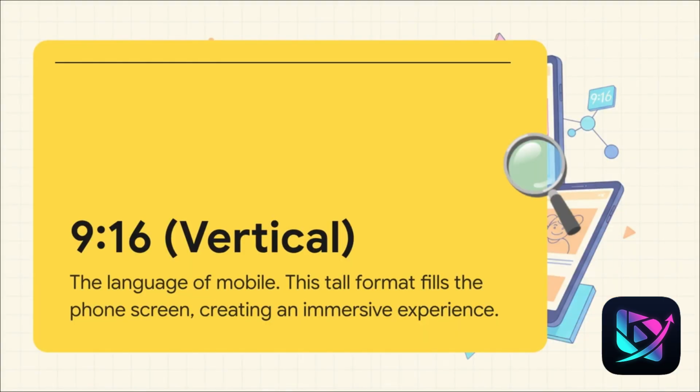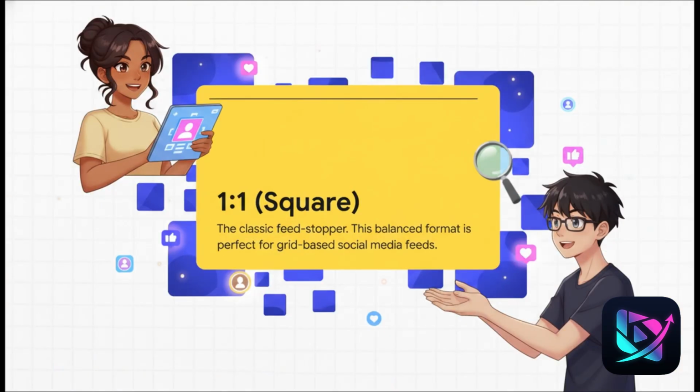But here's the one that absolutely runs social media today, 9:16. This is the native language of your phone. It fills the whole screen. It's super immersive. If you're making content for TikTok, for Reels, for Stories, you have to be thinking in 9:16. And we can't forget the original, the 1:1 square. It's still a total powerhouse for grid-based feeds on places like Instagram and Facebook. It's just so balanced, and it's great for stopping that endless scroll.